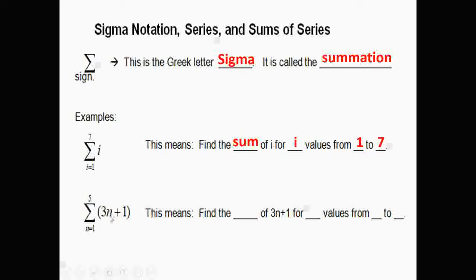So this one here, the same thing. It means find the sum of 3n + 1 for n values from 1 to 5. So that means you will put 1 in here, get a value, plus put 2 in here, get a value, plus keep adding until you've gone all the way up to 5. That's all that symbol means.